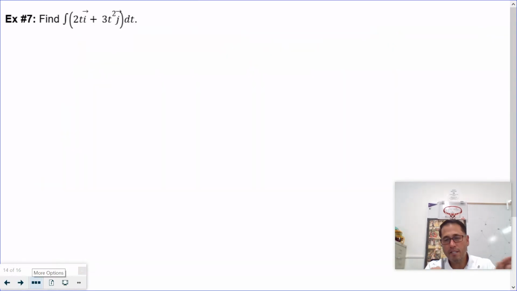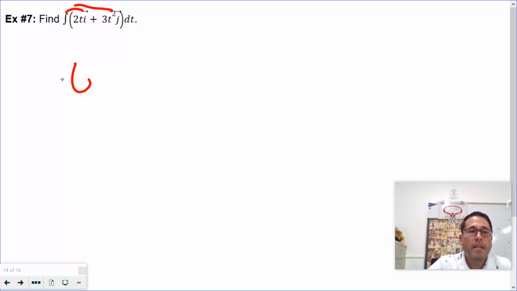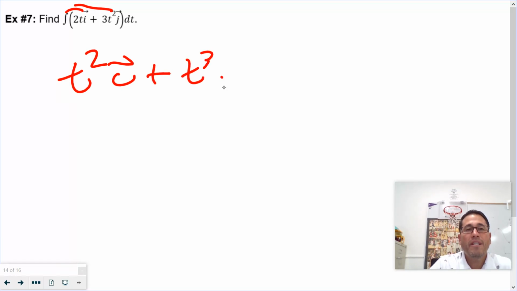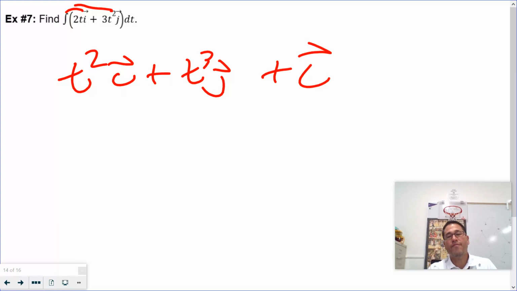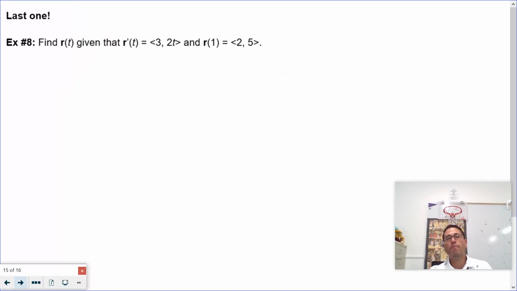Ooh, what's different between this one and the other one? The other one, remember, we called that a definite integral. This is called an indefinite integral. Okay, so if I were to take the antiderivative of this, you just do each one separately. It'd be t squared i plus t cubed j, but what do I got to add? Since it's an indefinite integral, there's going to be some vector c, right, that constant.